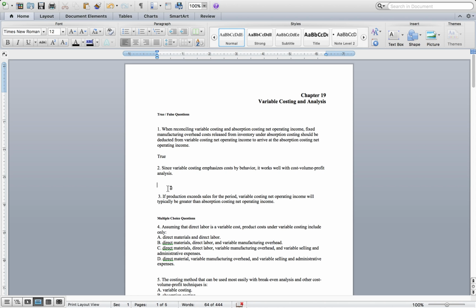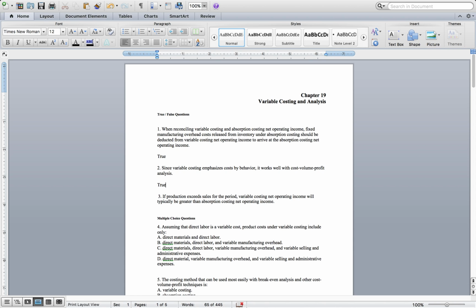Now, number 2 says, since variable costing emphasizes cost behavior, it works well with cost-volume-profit analysis. That's also going to be true. Again, variable costing focuses more on what's going on with production, which obviously relates to cost and volumes because they're all tied together. Your volumes dictate your costs, which also tie into your profits.